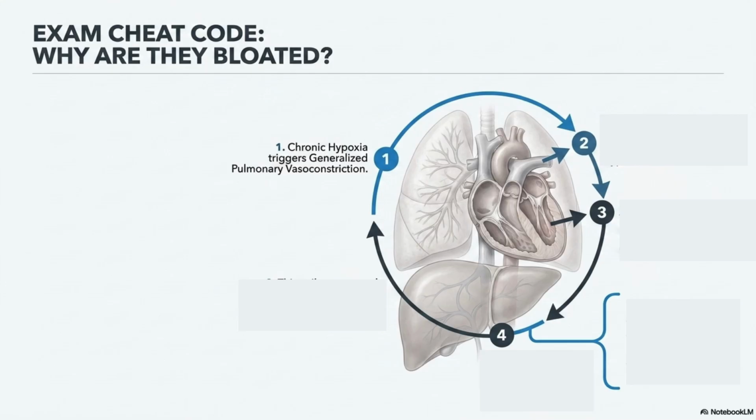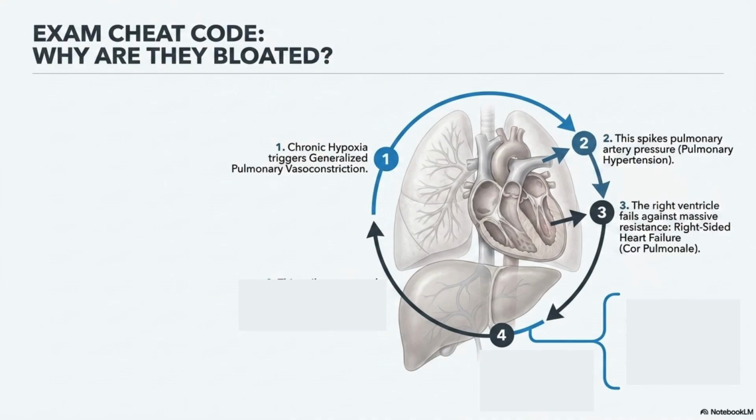Step 1. The chronic hypoxia triggers generalized pulmonary vasoconstriction. Step 2. This constriction spikes the pulmonary artery pressure, causing pulmonary hypertension. Step 3. The right ventricle fails against this massive resistance, leading to right-sided heart failure, also known as cor pulmonale.